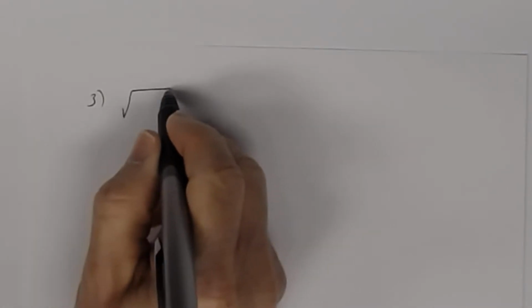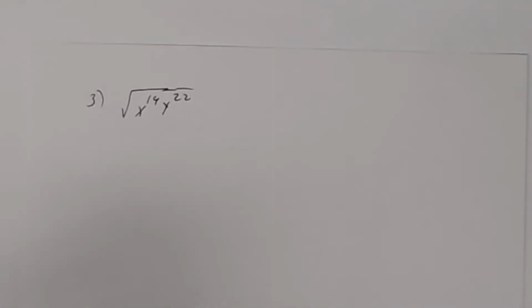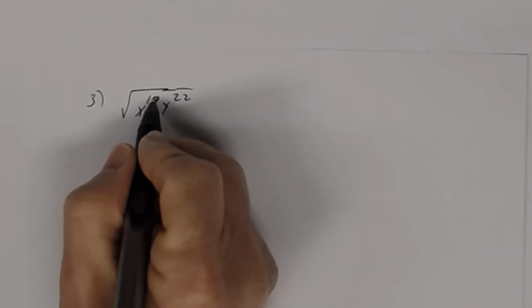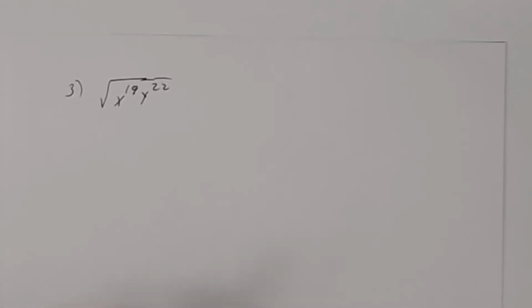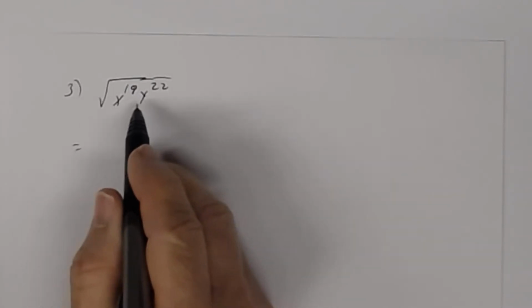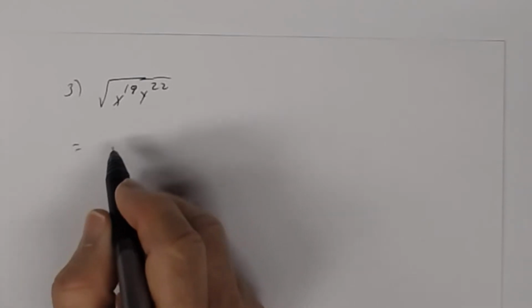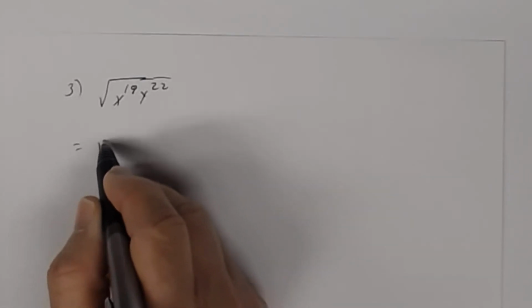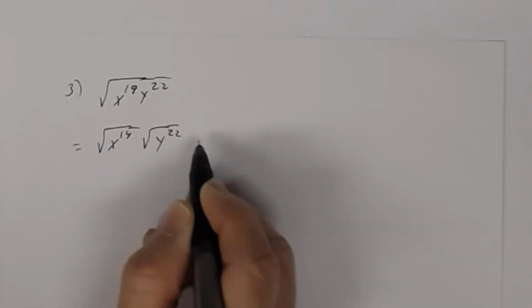Okay, so here's number 3. We have the square root of x to the 19th, y to the 22nd. It helps tremendously if you first write it as a product of each individual radical. In other words, use the product rule, the product property. So this becomes the square root of x to the 19th times the square root of y to the 22nd.